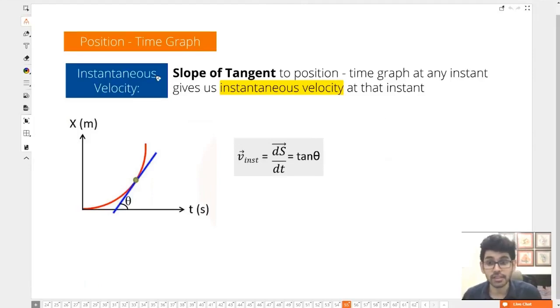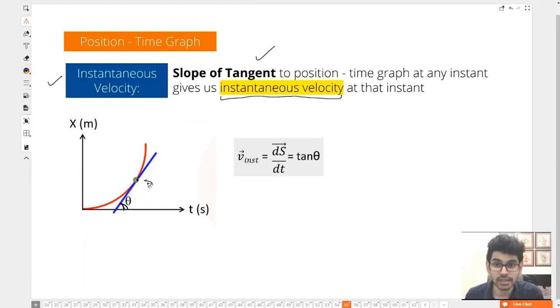Position time graph, instantaneous velocity. What is instantaneous velocity? It is the slope of the tangent. Slope at any point will give you an idea about the instantaneous velocity, tan theta. If you draw a tangent and it's a positive slope, you can have an idea that it's positive. If you want to be certain, construct it and calculate the angle using a protractor, but that's not practical. That is just for you to visualize. So the slope of the tangent at that instant will give you an idea about the instantaneous velocity. You know that, right?